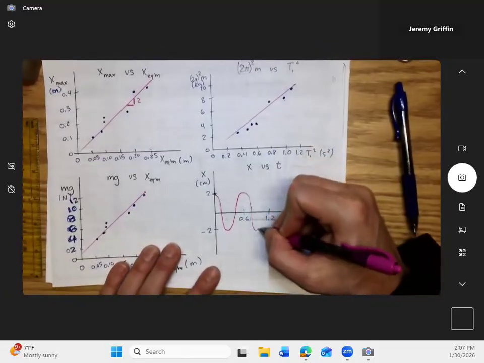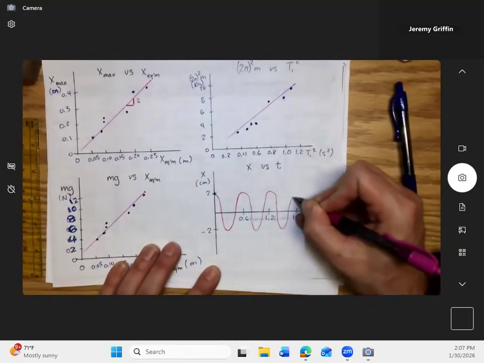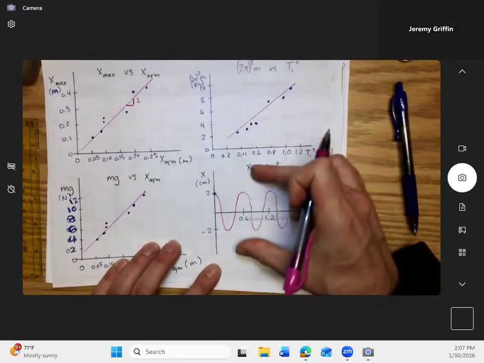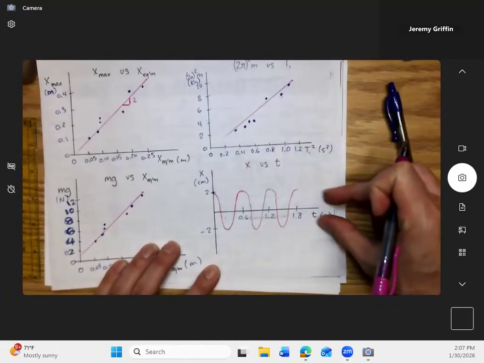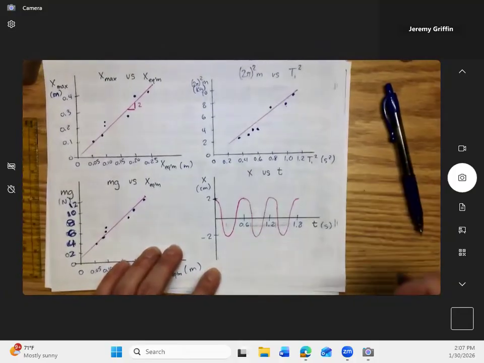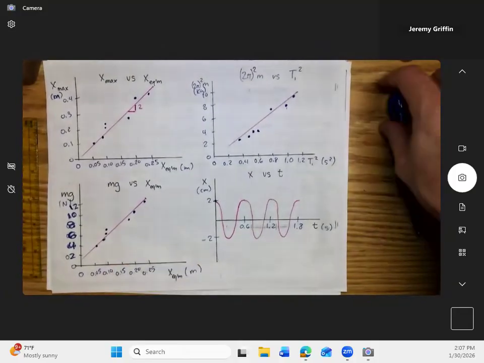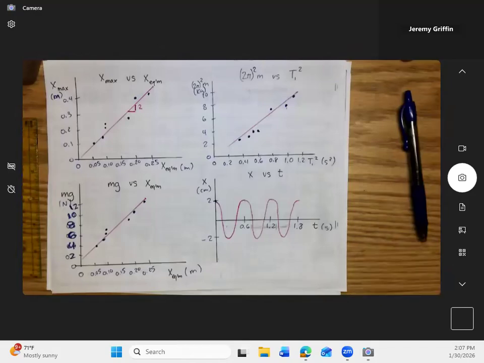Yeah. Goes like this. If there's a little frictional loss, then the amplitude is going to get smaller, smaller, smaller. But if there's no frictional loss, then it'll just keep doing that for 10,000 years. There you go. There's all the graphs. And really nice looking data, really nice looking graphs.